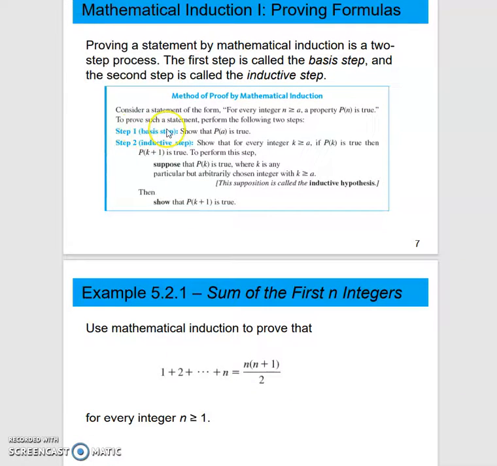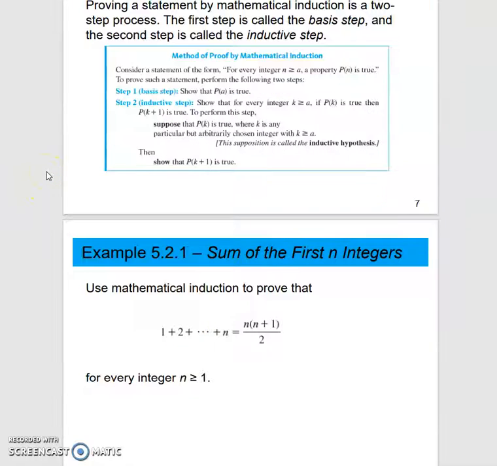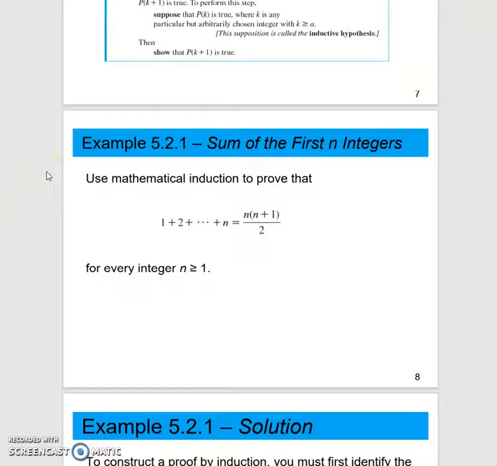Alright, so as you're going to see, we're going to have that basis step, we'll have the inductive step, and then we are going to go from there. So let's see what that looks like. We're going to use induction to prove that 1 plus 2 plus all the way up to n is n times n plus 1 all over 2 for every integer n greater than or equal to 1.